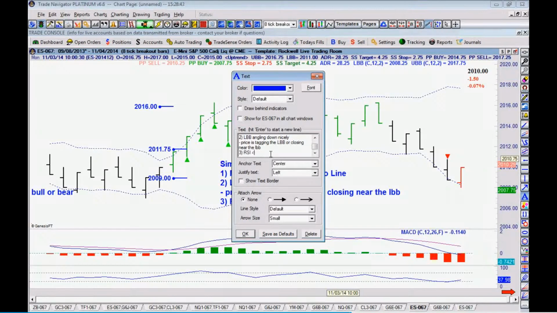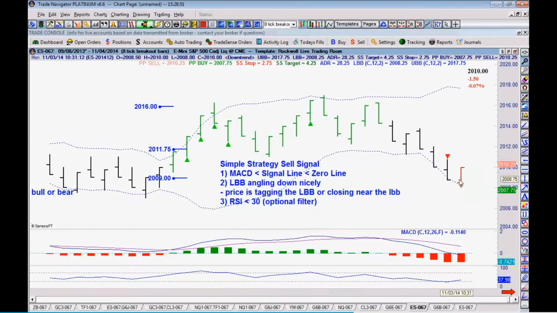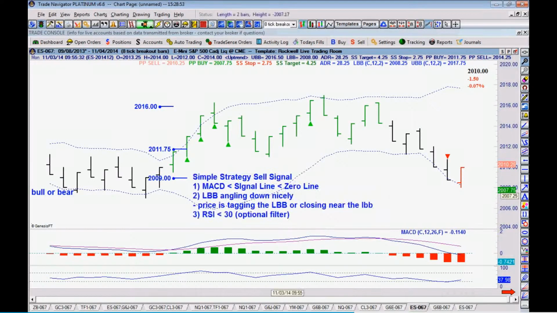The third would be RSI less than 30, and remember that this is an optional filter. Now, looking at this chart, it's a little tricky to know whether or not it is a good signal. But while this bar was forming, it would have been one to consider, and we would have looked to put a sell stop order one tick below the low of the bar.